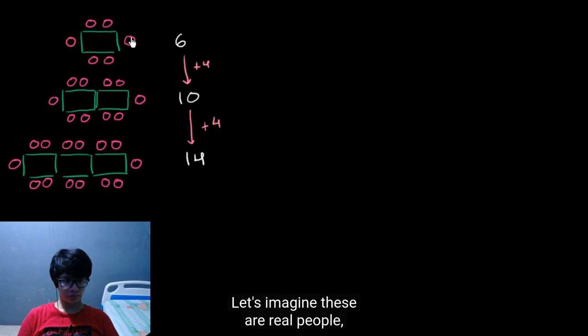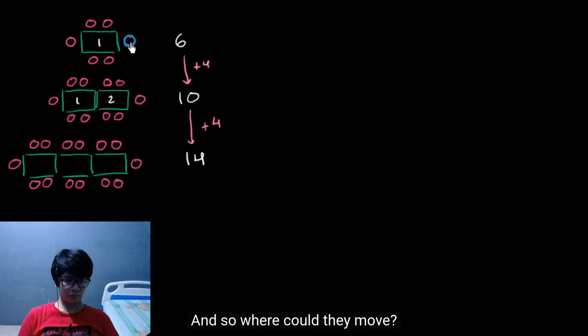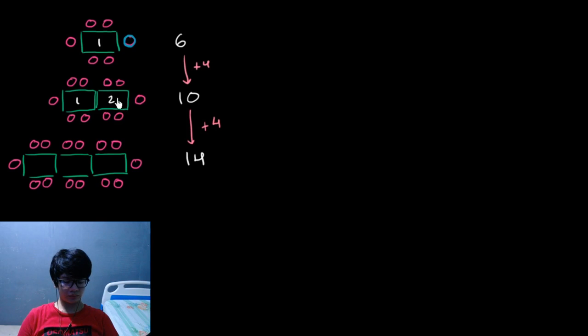Let's imagine these are real people, and I'll make this person in blue right over here. If you were to bring over this new table, if you bring over table 2, so this is table 1, if you bring over table 2, this blue person has to move. And so where could they move? Let's say that they always insist on sitting at the end of a table, so the blue person moves to the new end of the table. The new end of the table, they move right over here.